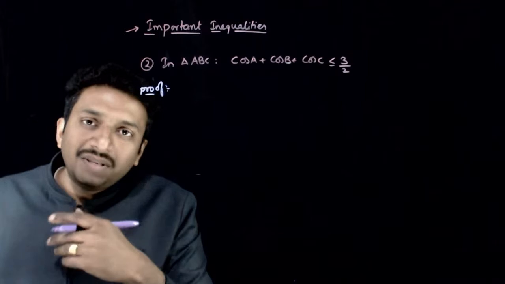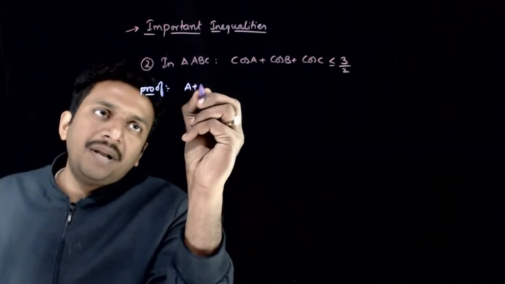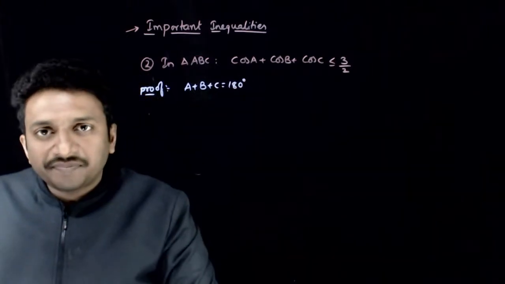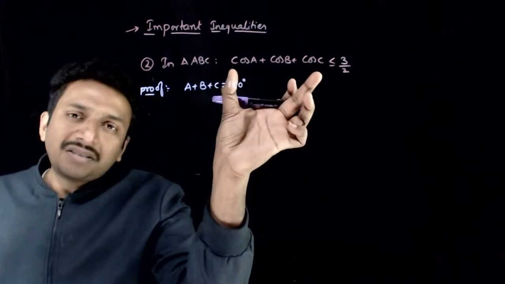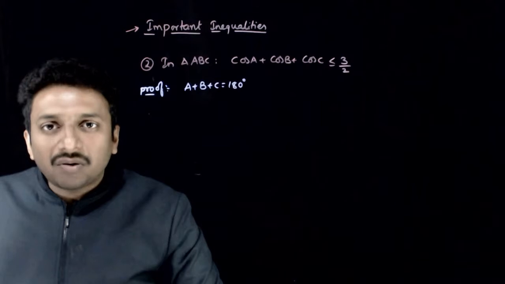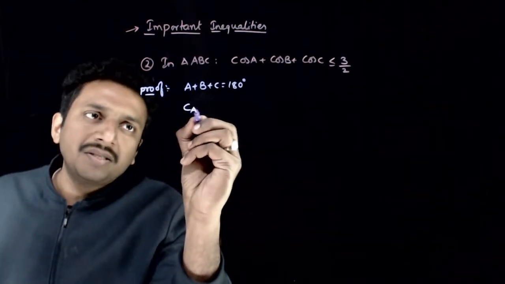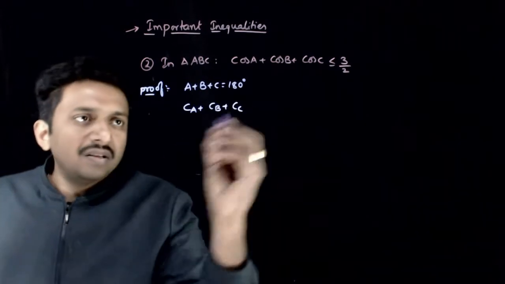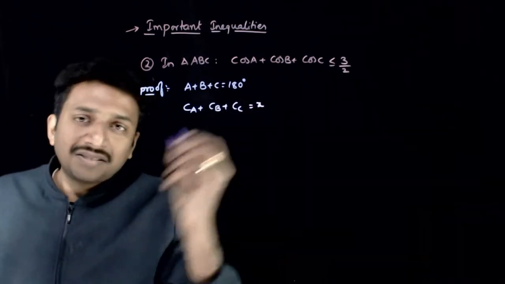So in a triangle ABC, that means A plus B plus C is equal to 180 degrees. Now let us try to analyze the value of cos A plus cos B plus cos C. So cos A plus cos B plus cos C, let it be equal to x.